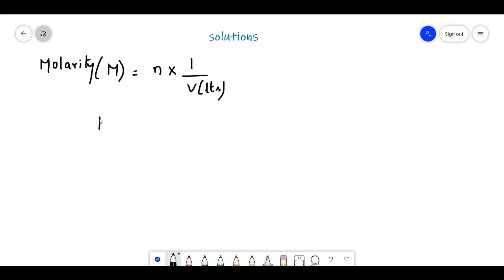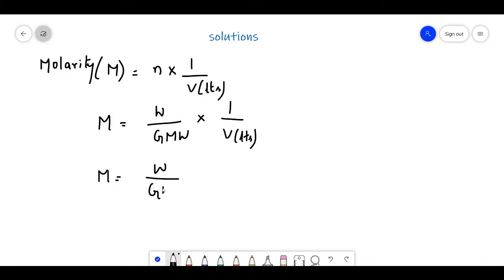And next we can also write this formula as M is equal to given weight by gram molecular weight into 1 by V in liters. If the volume is given in milliliters, we can take this as M is equal to weight by gram molecular weight into 1000 by volume in milliliters. So this is how we calculate molarity.